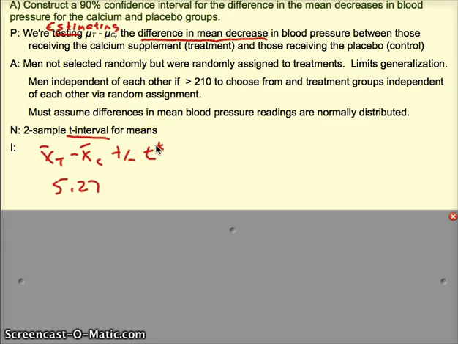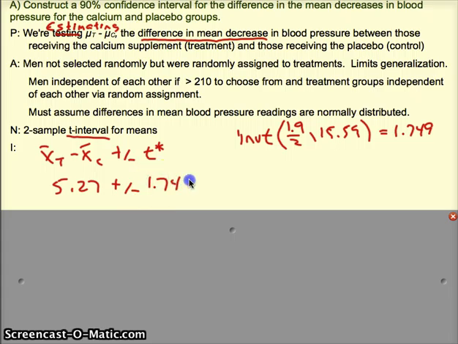Now, we don't have a t star here, but we do have the degrees of freedom given to us. So if you wanted to, you could go figure out what t is here using inverse t, 1.9 over 2, and we were actually given the degrees of freedom there at 15.59, and we get 1.749. It would also be okay to leave t star in the formula, but since we have the degrees of freedom readily available, it's not a big deal. 1.749 times the standard error.